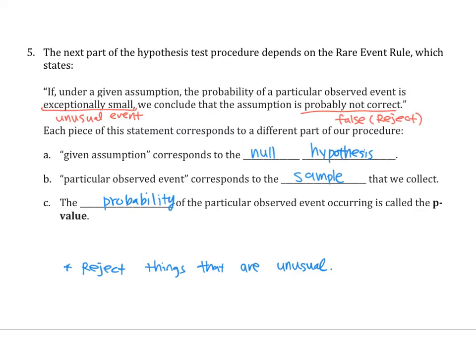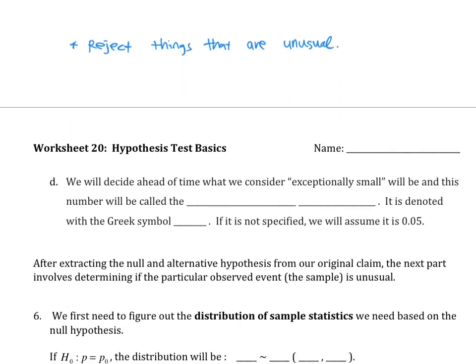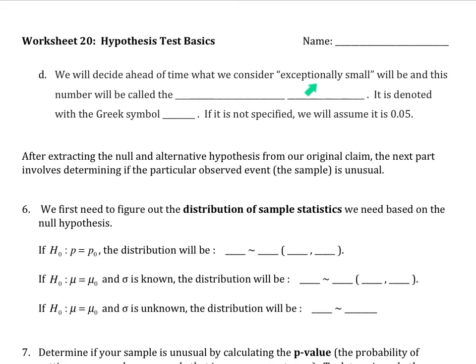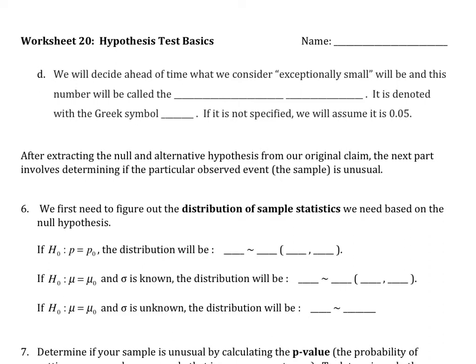Our next question is, how do I decide if something is unusual or not? Or how do I decide something has a small probability or not? Before, we used 5% as a guide. Anything less than 5%, we said was a small probability. Here, we're going to make it a little bit more precise. We will decide ahead of time what we consider exceptionally small, and this number will be called the significance level. So it doesn't have to be 5% all the time.